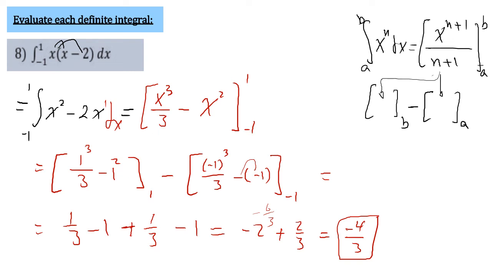I think I forgot to write to the power of 2 here, so it's negative 1, it's positive 1, so now this is positive, so this one is 0, and 0 plus 2 over 3 is equal to 2 over 3.